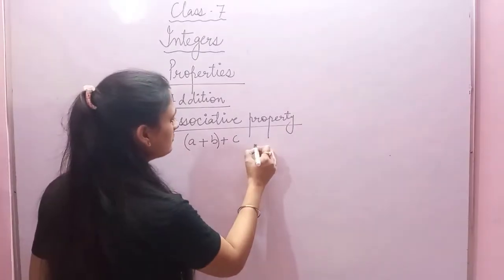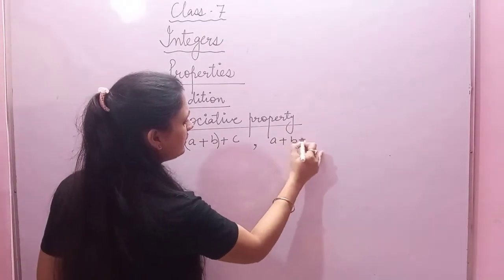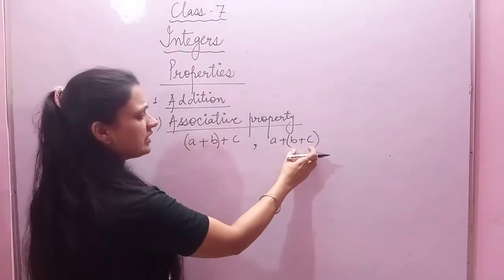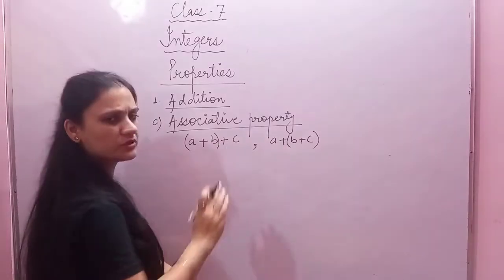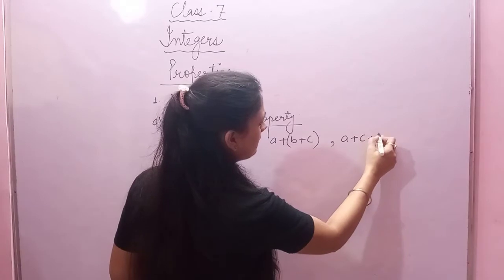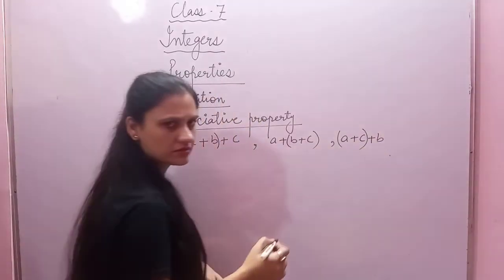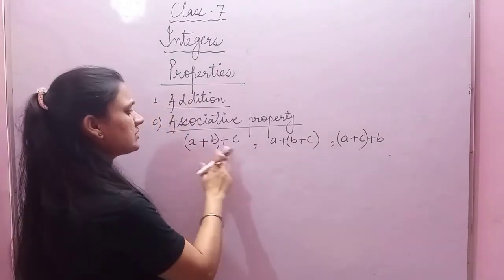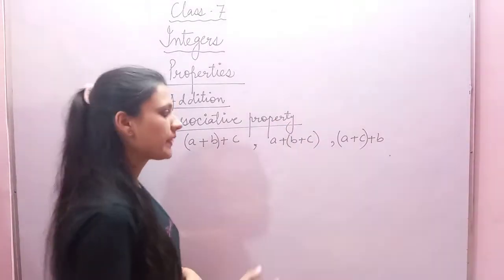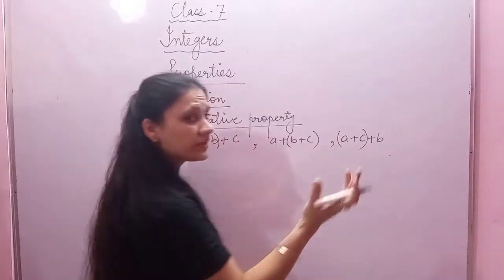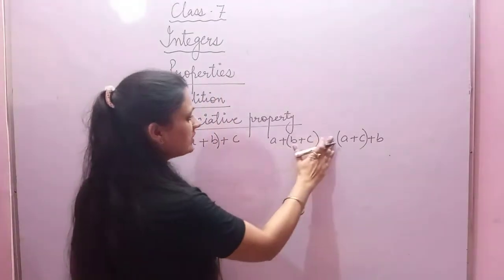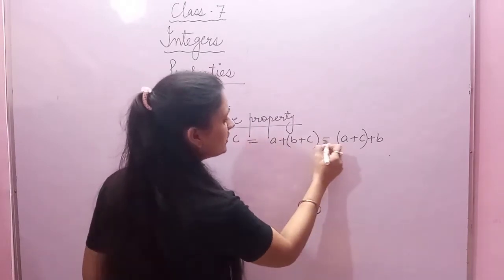Or what we do? Either we do a plus b, or we change it like this. Sometimes you feel like I'll add the last two numbers and then the sum should be added to the first number. Or we add like this. Some felt that I should add the first and the last number first and then the sum should be added to the second number, right? So in all the cases, what we are doing? Actually, we are changing the order. So the answer will be the same in all the cases.